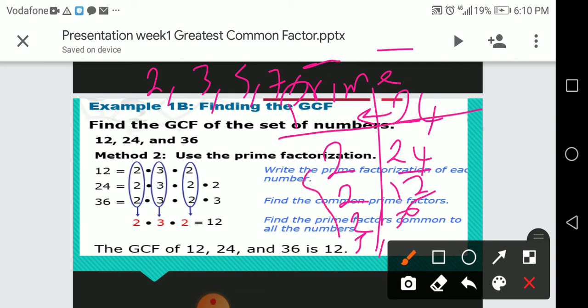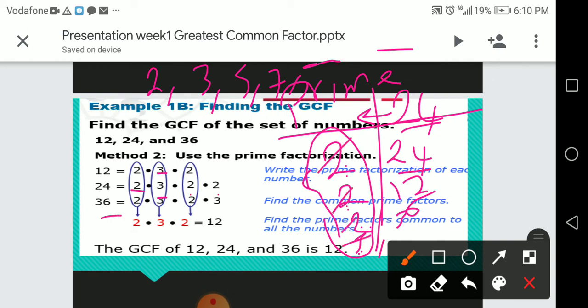So these are the factors of 24: 2, 2, 2, and 3. So I will write 2 and I will write the 3 under the 3. 2 and 2, 2, 2, and just 1, 3.